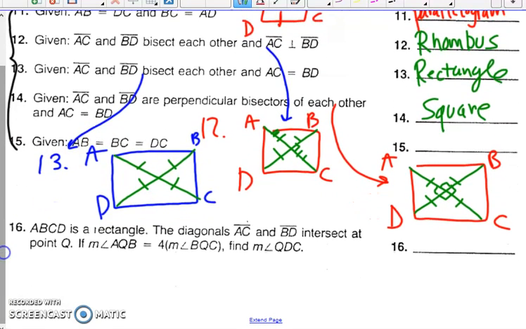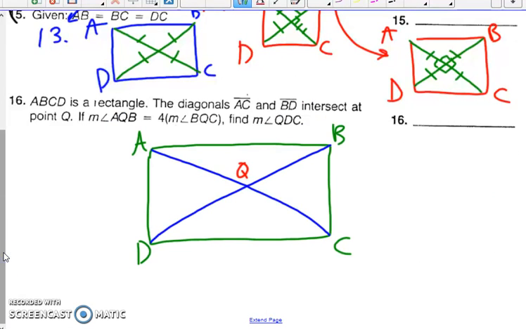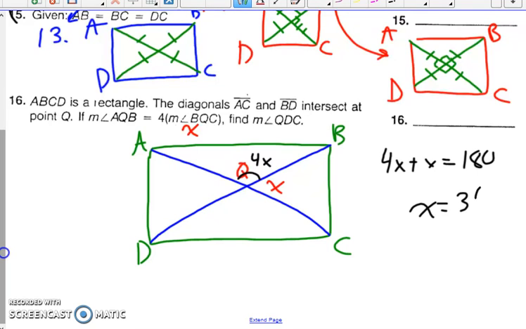And I want to go down and do this last problem, 16 here. Okay, so this is what our picture should look like. ABCD is a rectangle, and the diagonals intersect at a point Q. And they tell us that AQB is 4 times BQC. So let's call BQC x. And then AQB is 4 times that, so this angle will be 4x. Based on that, we know that those two angles are supplementary looking at our picture. So we get that equation, and x is 36.